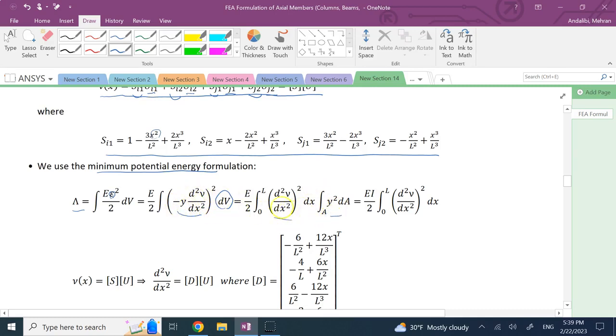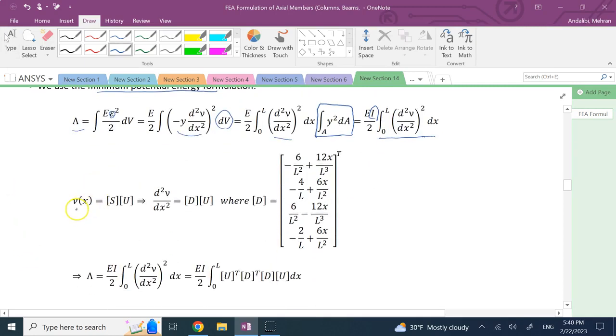So I write my integral as the product of two integrals, where this term here is clearly the moment of inertia I, E over 2 is there, and so what we need to calculate is this integral here. If I calculate this integral, second derivative of nu with respect to x, square it, integrate it, that should give me the strain energy. Now, how do I do that?